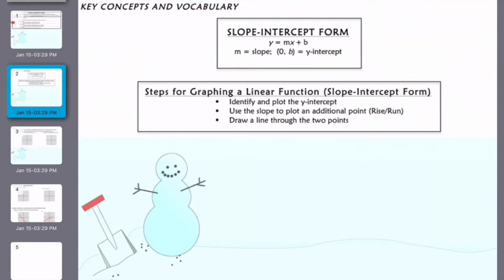Slope-intercept form is y equals mx plus b, where m is our slope and b is our y-intercept. Remember, our y-intercept can also be written as a point, (0, b).